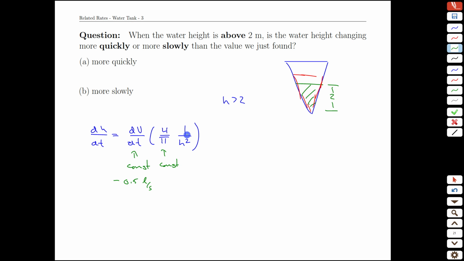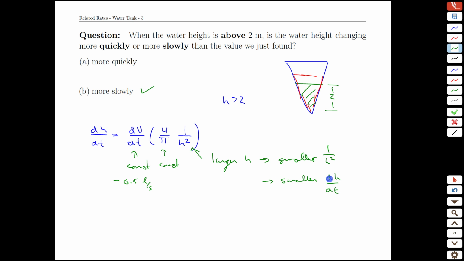However, with a larger h, we're going to get a smaller 1 over h squared. And if we have a smaller 1 over h squared, it means that our dh dt, our derivative, is also going to be smaller. And so that would indicate that things are going to flow out of the tank at the same rate, but it's going to mean the water level is dropping more slowly because we have a smaller value for the rate of change.